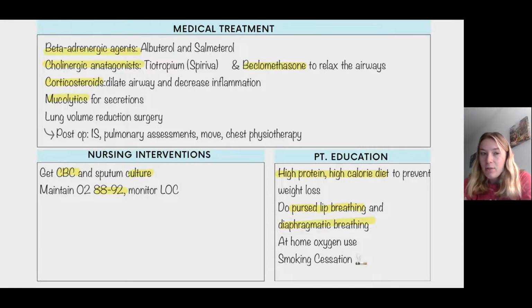So as nurses, we want to get a CBC and sputum culture. Why? These patients are at risk for increased respiratory infections. So we're going to want to do that. We also follow our ABCs, airway, breathing, circulation. We want to maintain oxygenation stats between 88 and 92. Why?